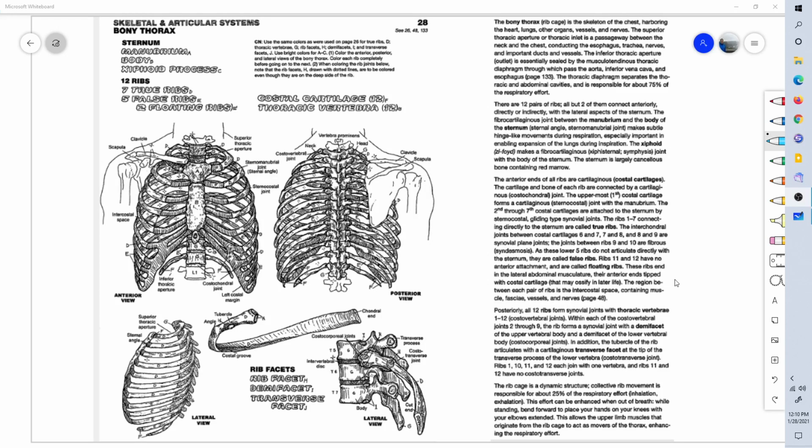Bony thorax. This refers to the rib cage, the skeleton of the chest. It contains inside of it the heart, lungs, other organs, vessels, and nerves.